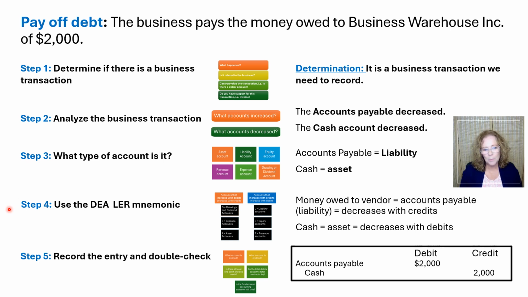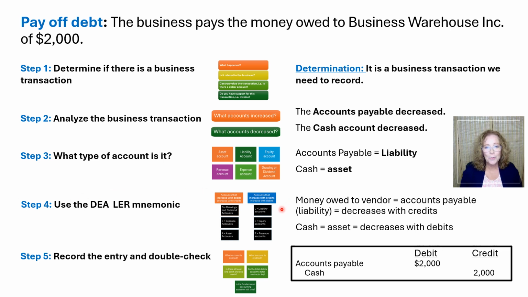What about the second part of our transaction? The cash account decreased, and we determined that the cash account is an asset account. And do you recall how asset accounts increase? The first three letters of the dealer mnemonic stand for drawing or dividends, expenses, and assets. And these type of accounts increase with debits. But the cash account didn't increase, it decreased. So we need to credit the cash account. So debit accounts payable and credit cash.